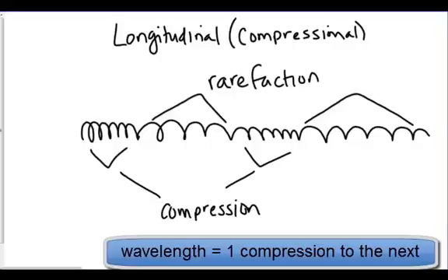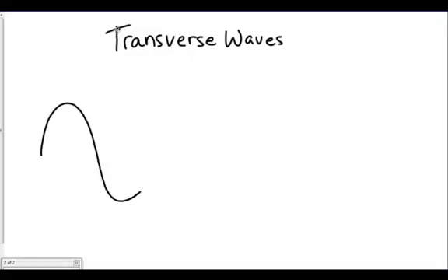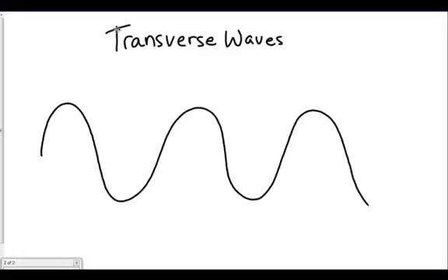The next type of wave that we're going to be talking about is called a transverse wave. In a transverse wave, the matter is going to be moving at a right angle to the wave. A good example of this is ocean waves, where we have the water moving up and down, whereas the wave is traveling from left to right.